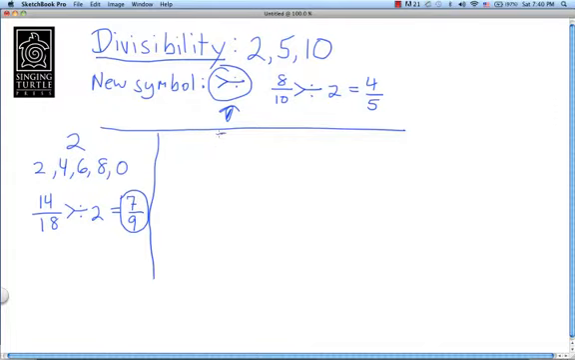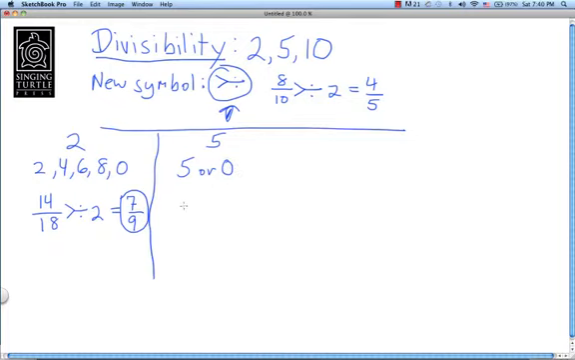Now, the trick for 5 is also very simple. 5 goes into any number whose ones digit is either a 5 or a 0. In other words, 5 goes into numbers like 5, 10, 15, 20, 25, 30, because all those numbers end in a 5 or a 0.